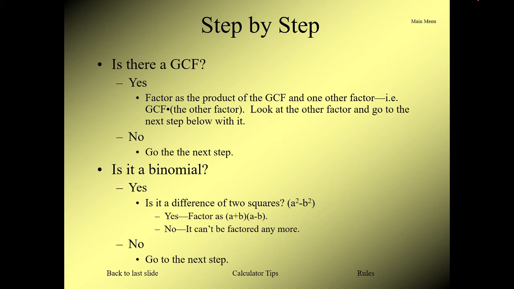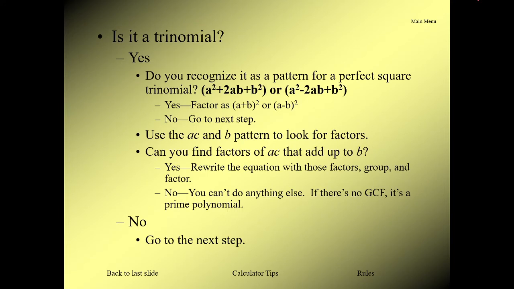So if it's not a binomial, then obviously you have to go to the next step since you cannot do anything about that anymore. Next is if it's a trinomial. If yes, do you recognize it as a pattern of this? If you can recognize it as these patterns that are being circled right now, you factor it as a plus b squared for this and a minus b squared for this. And if not, you have to go to the next step.